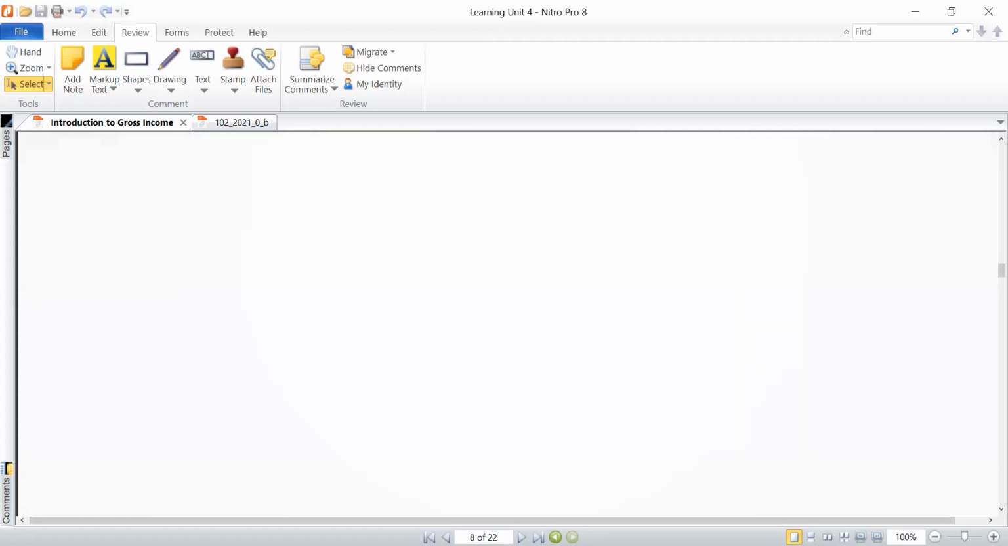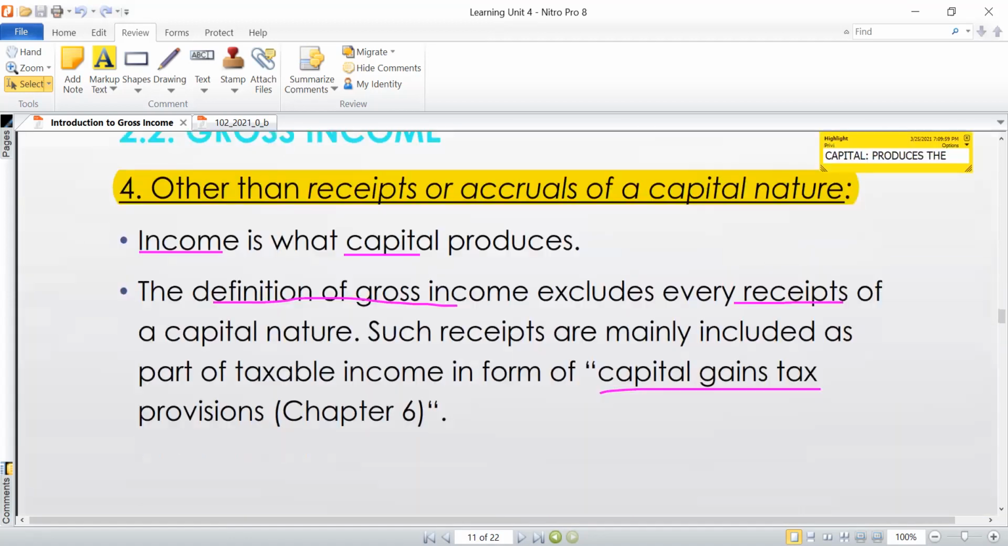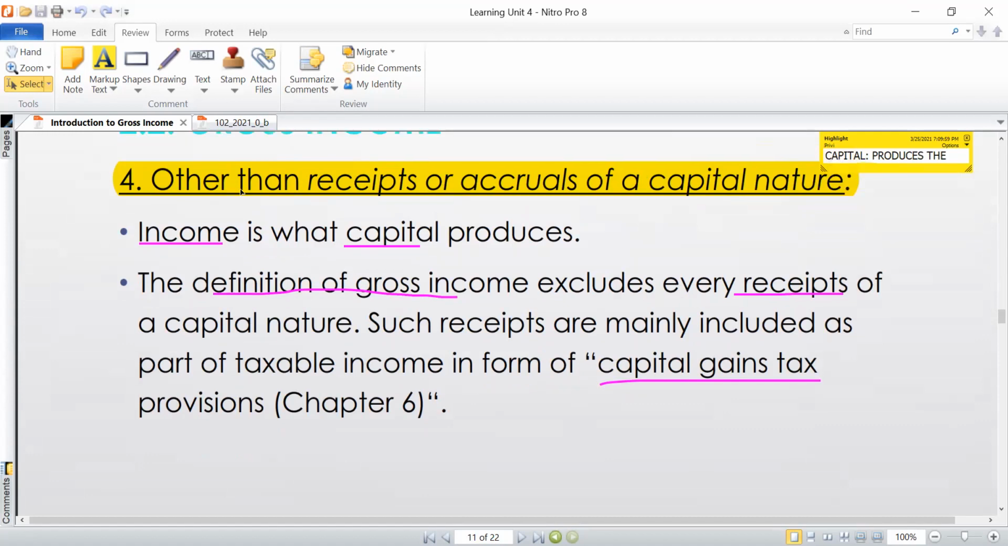So, right, to proceed from today's discussion, previously, we had actually dealt with all the elements of the gross income definition, and we actually ended with this particular element, which deals with other than receipts or accruals of a capital nature. So I wouldn't want to repeat what I've already discussed, but guys, I want you to take note of the fact that this is one of those elements which would give you a lot of marks, especially when you do the discussion to what is being provided to you in the scenario.